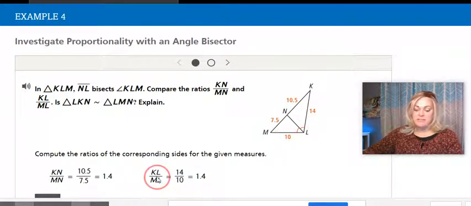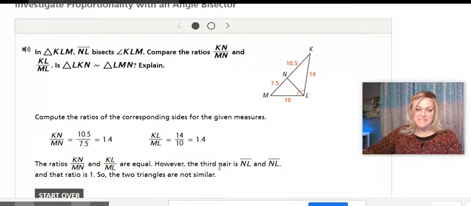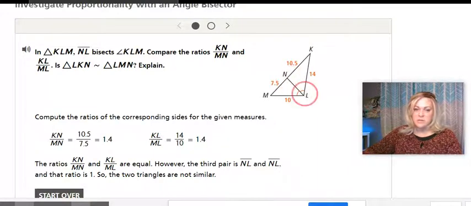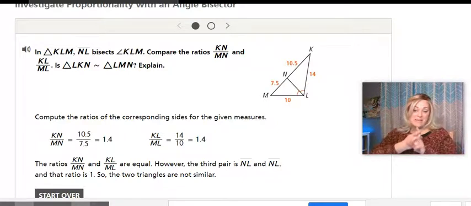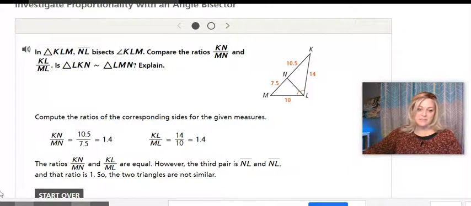When we compare those, it actually shows that these two ratios are the same, which is awesome. So you have two side lengths that are proportional of the two triangles. Then it says the third pair, NL compared to NL, that's the same side. So it's a 1-to-1 ratio, which means these triangles would not be similar, even though they have a congruent angle and two side lengths that are proportional. They have that one side length that is not proportional. So these triangles are not similar.